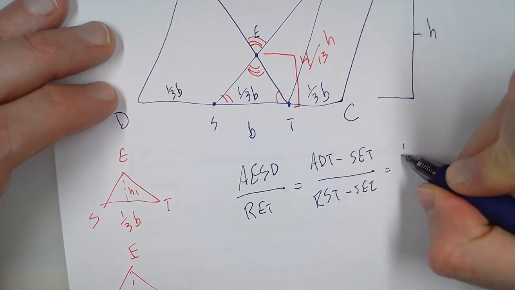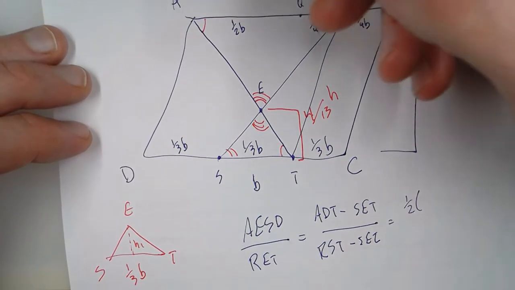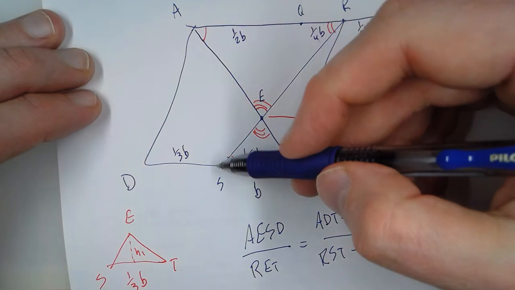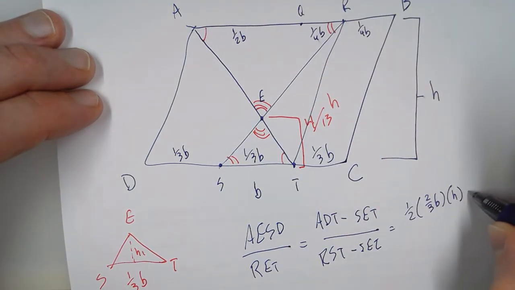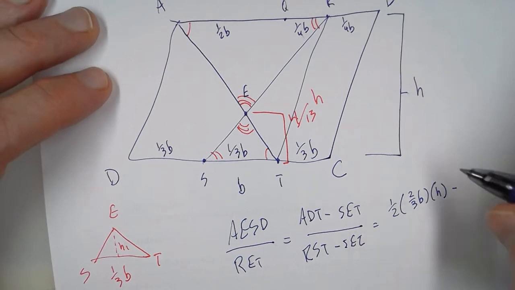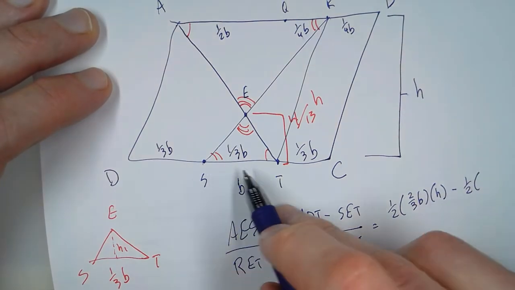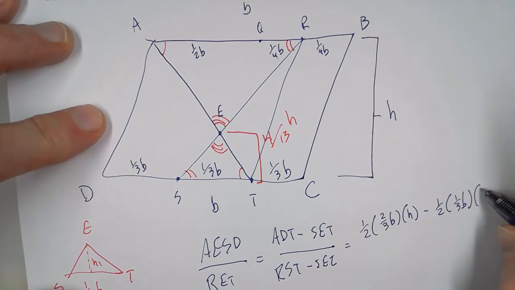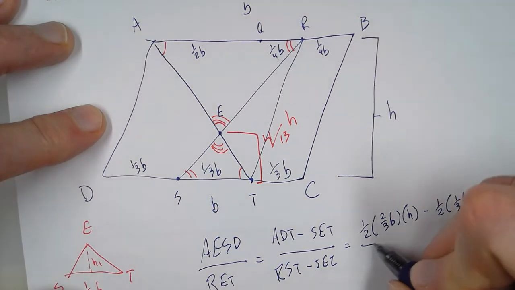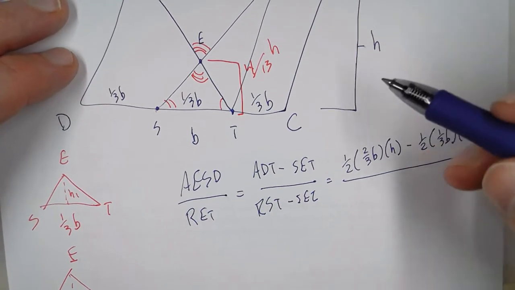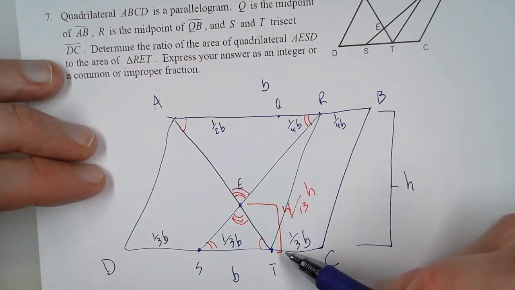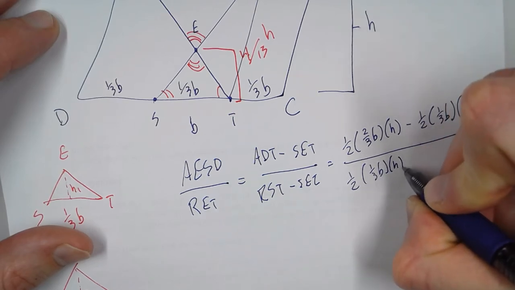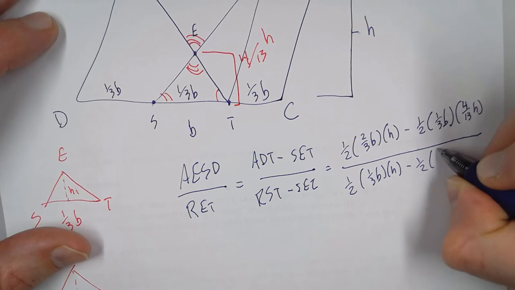So ADT, 1/2 the base. ADT right here, the base is 2/3 B, times the height. It's the height of the entire parallelogram, so that's H. Minus triangle SET. So that's 1/2, the base is 1/3 B, times the height, which is 4/13 H. All over RST. So that's this triangle. RST, the base is 1/3 B, and the height is H, minus, and then we have SET again.